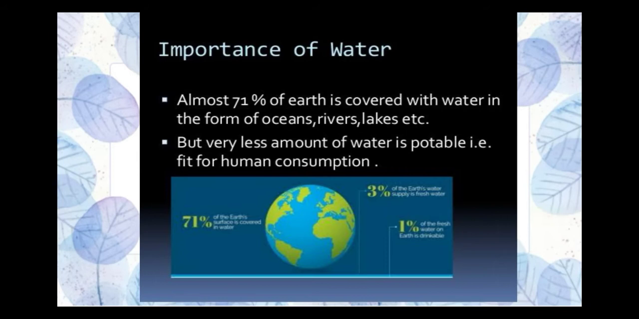Importance of water. Almost 71% of Earth is covered with water in the form of oceans, rivers, lakes, etc. But very less amount of water is potable, that is fit for human consumption. That's why, if very less amount of water is fit for human consumption, that means we need to save water on an urgent basis.